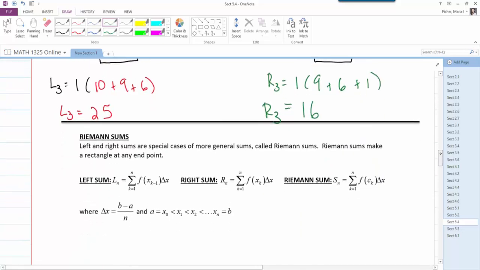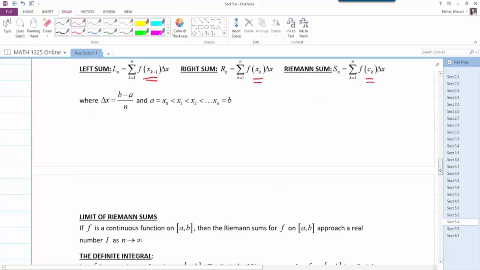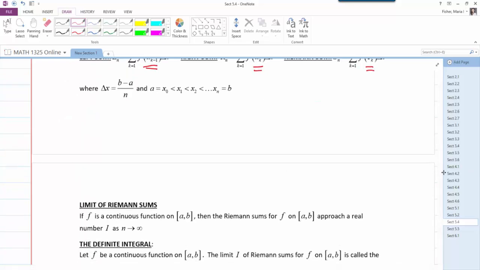Now left and right sums are special cases of more general sums called Riemann sums. Riemann sums allow us to find the area under the curve where the height of that rectangle can occur anywhere within the subinterval. So for a left sum, it has to be the left endpoint. For a right sum, it has to be the right endpoint. But for a Riemann sum, that point just has to be somewhere that lies between the subinterval. And this is getting us closer and closer and closer to the definite integral.